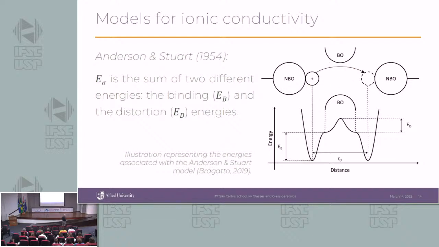and then once it moves, it has to distort the network around it. We're not talking about electrons. Electrons are tiny. They can tunnel. They can go far without creating a lot of distortion. Ions are chunky guys. They have to move around. They're going to push things around. So there's going to be an energy associated also with the distortion of the network. So we call those energies binding and distortion.